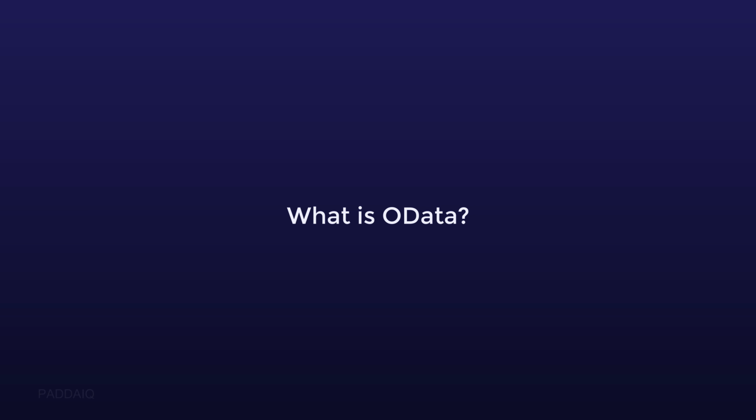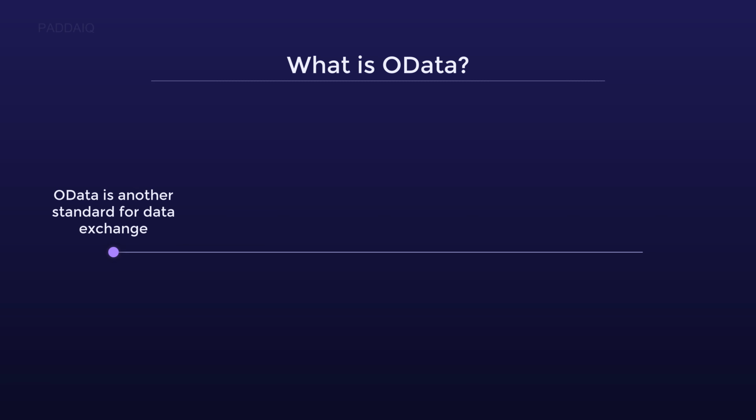Understanding OData, a protocol for data access and exchange. OData is another standard for data exchange. It allows applications to communicate and share data in a standardized way using simple web protocols. For example, a mobile app can retrieve product details from an SAP system using OData queries. This standardization ensures consistent and reliable data access across different platforms.